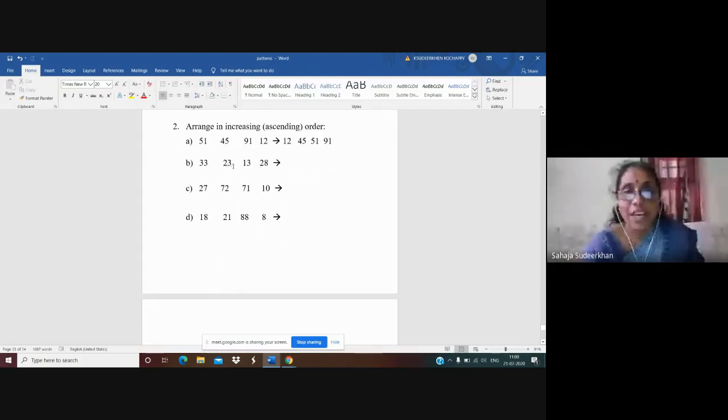So we have to see ones place. Here 3 is here and 8 is here. Which number is big? Which digit is greater? 8 is greater. This is smaller. So after 13, we will write 23. After that 23, we will write 28. After 28, we will write 38.